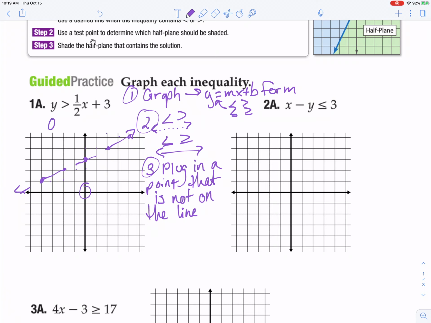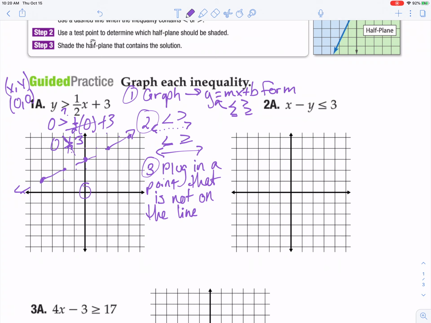So 0, is that bigger than 1/2 times 0 plus 3? And again, if a point is given to me in xy form and I'm plugging in 0, 0, that's where those zeros come from. The reason I love plugging in 0 is because my x will always cancel. So I think that's pretty awesome. So then I'm left with, is 0 bigger than 3? And no, that's not true.